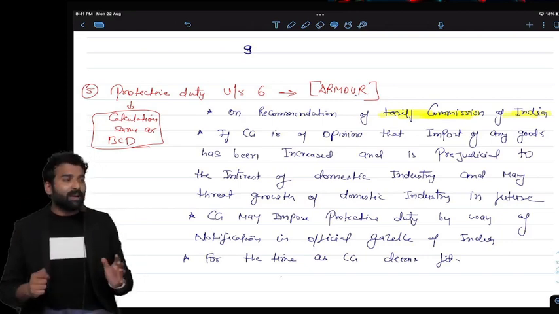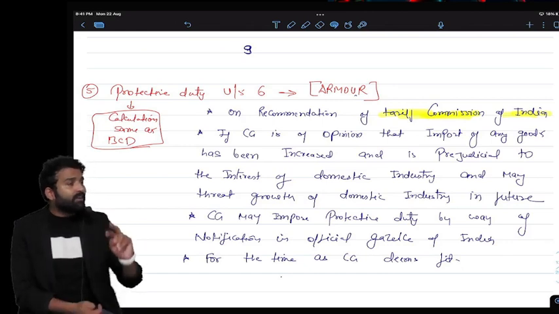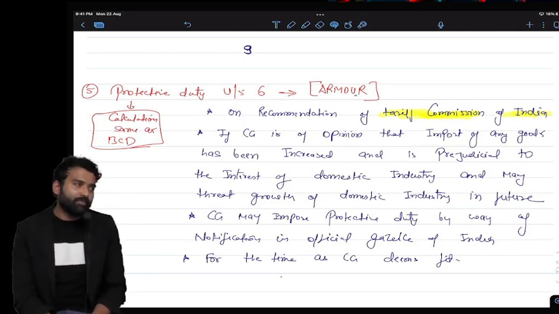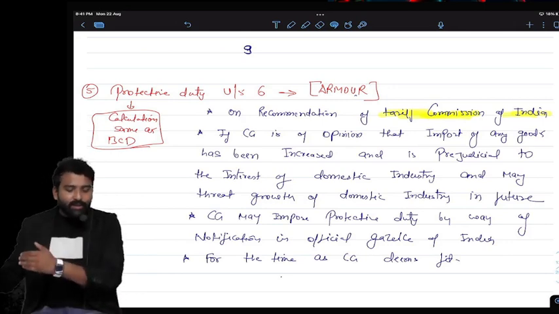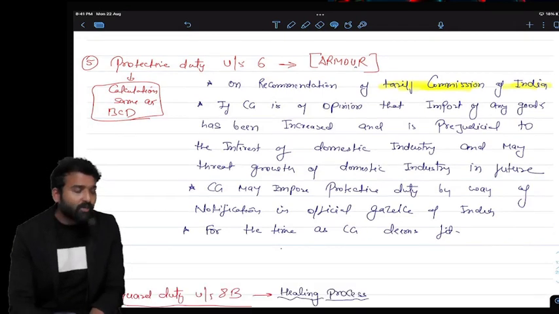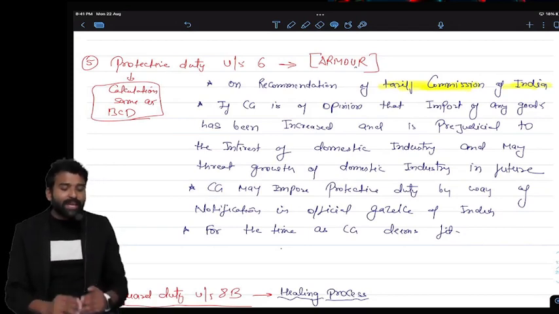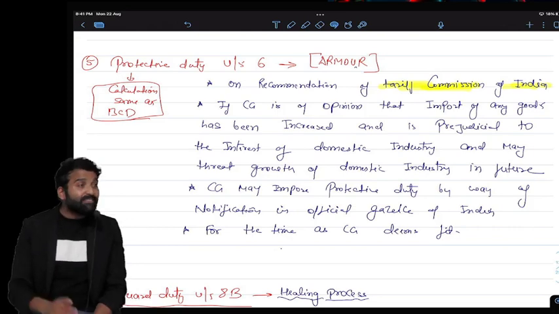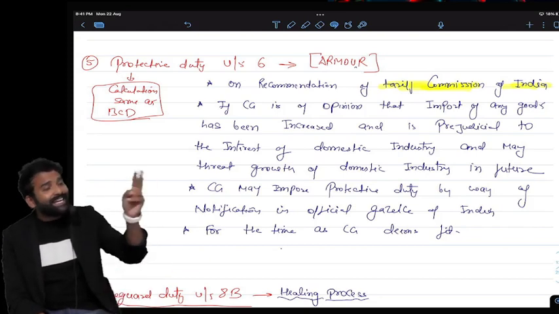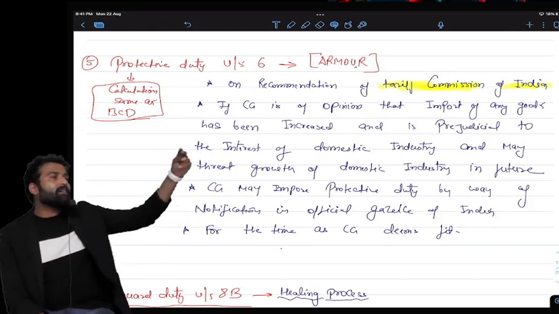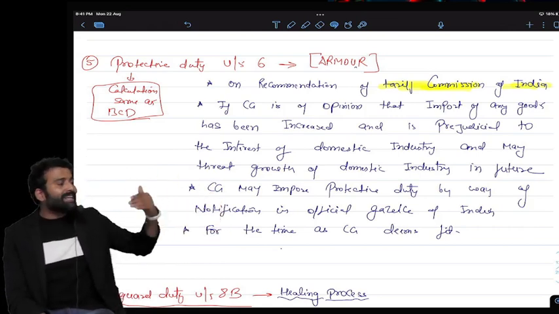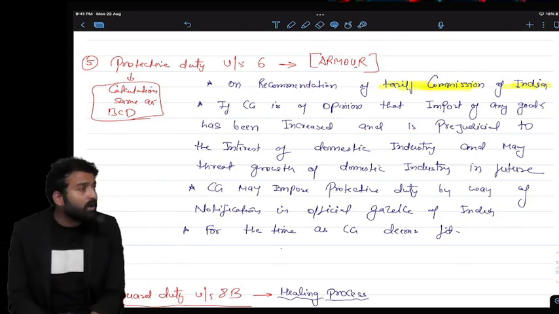We should wear the armor, and that armor is basically protective duty. It means the government will increase the import duty by levying an additional customs duty called protective duty, so that before threatening the domestic industry, the import will be demotivated. On recommendation of the Tariff Commission of India, the central government may increase the customs duty by levying an additional protective duty. That duty is similar to the basic customs duty, but we are imposing additional duty so that imports can be reduced and demotivated. That's why they are imposing one more customs duty. That duty is called protective duty.